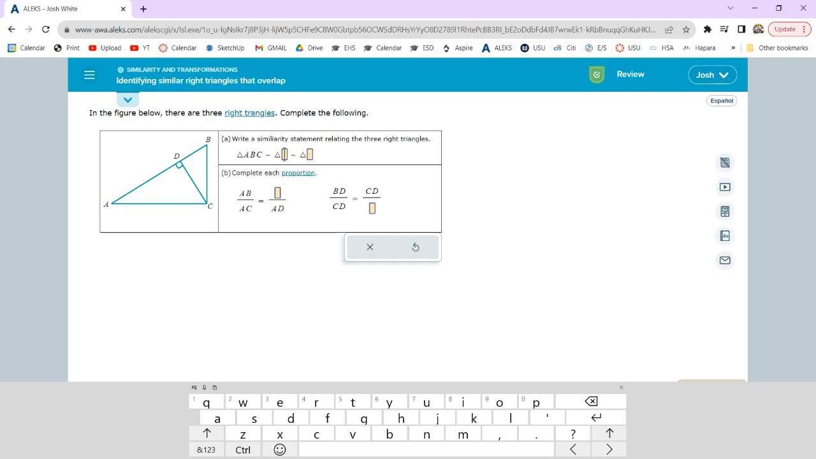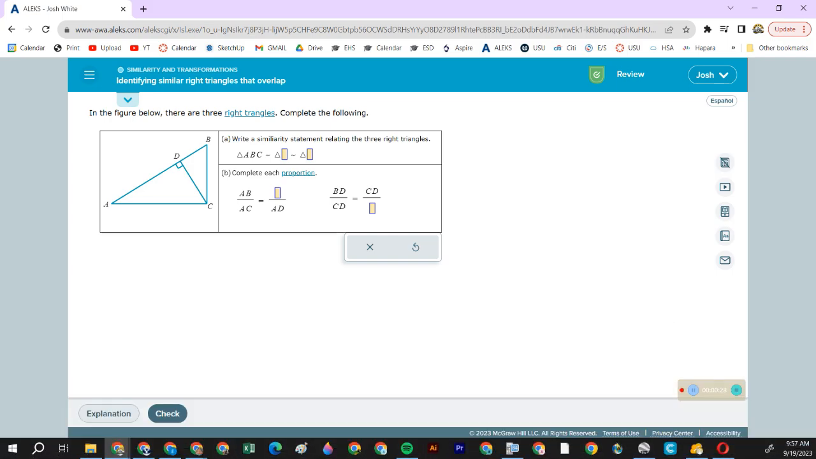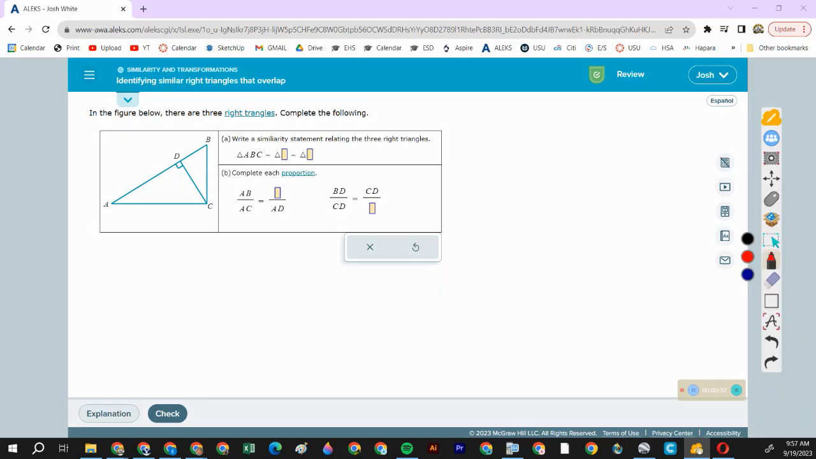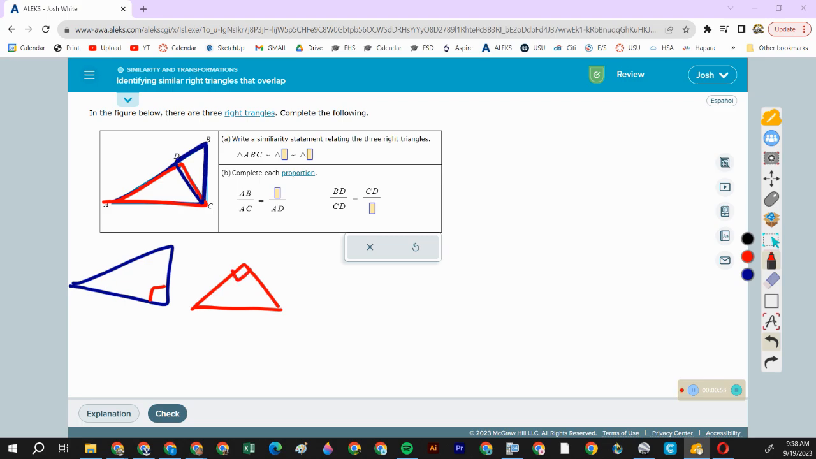Okay, here we have a pair of right triangles, and we're going to be dealing with similarity again. So I sort of have three right triangles. I have this one, so I'll draw that here. And then I have this one. So right angle there, right angle there. And then I have this one. Right angle there.